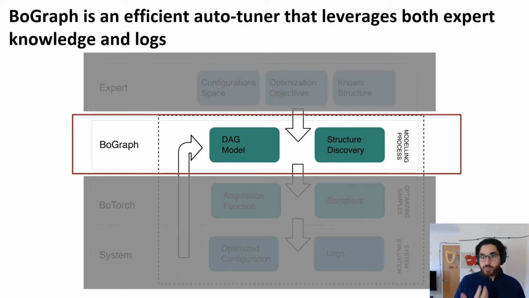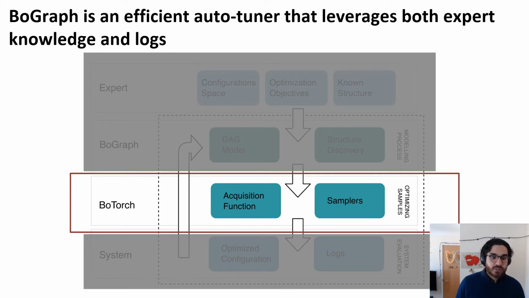These are things you have not provided as an expert. It discovers them by parsing the logs and building a causal structure of the dependency of the inner workings of the system against the parameters and the objective. And then finally it produces a probabilistic graphical model that is consumed by the next component in the system in BoGraph, which is BoTorch. BoTorch is a library that allows you to sample and optimize any probabilistic model you have, and by optimizing it, you find optimal configurations to try on the real system.